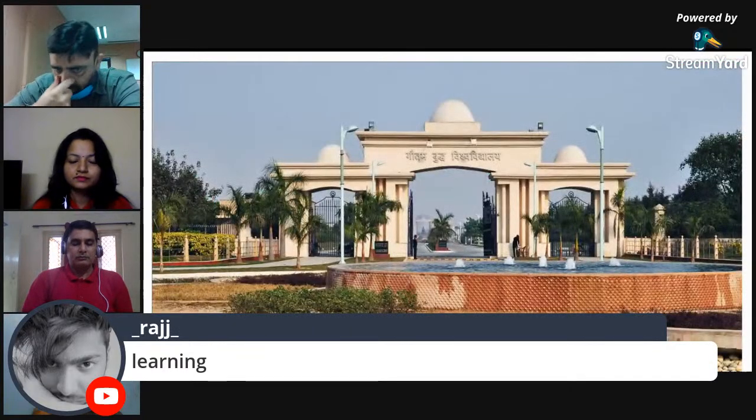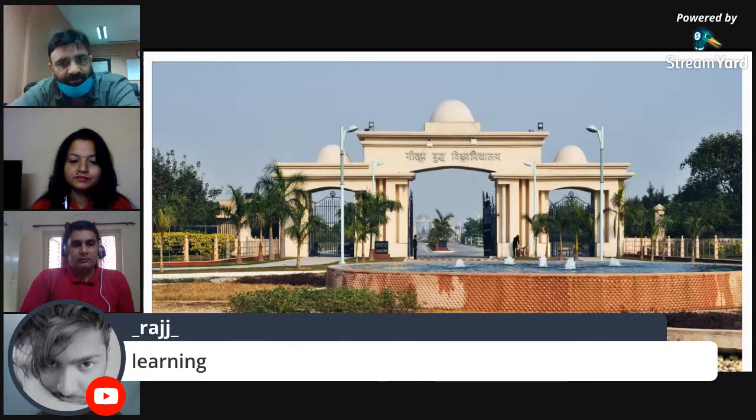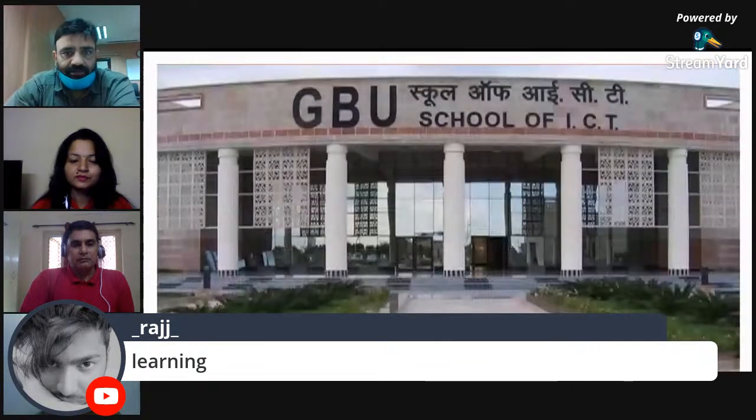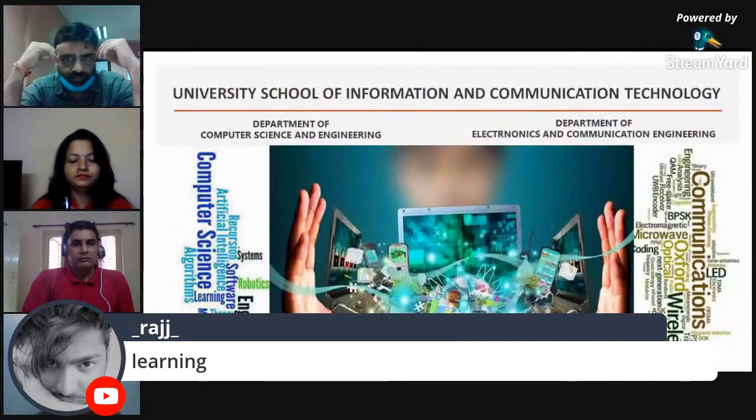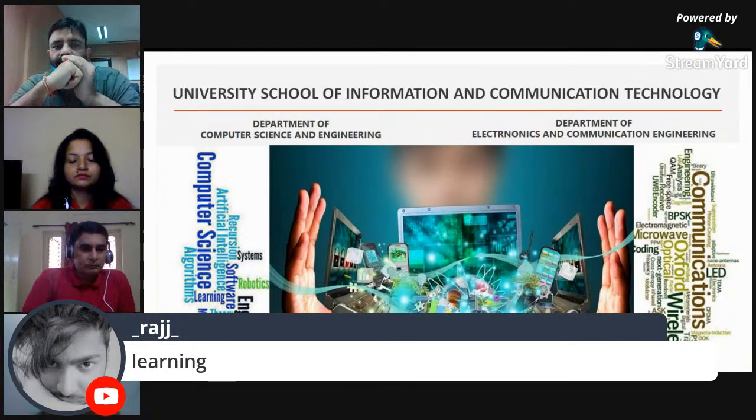So I will start my presentation from the main gate of the university. This is the main gate of our university, Gautam Buddha University, from where you one day enter, and after 4 years you will become a good engineer from here, and you will get a good job. And this is the main building of our School of ICT, from where you will start your education from the first semester. And in School of ICT, we have two different departments. One is Computer Science and Engineering, and another one is the Department of Electronics and Communication Engineering.